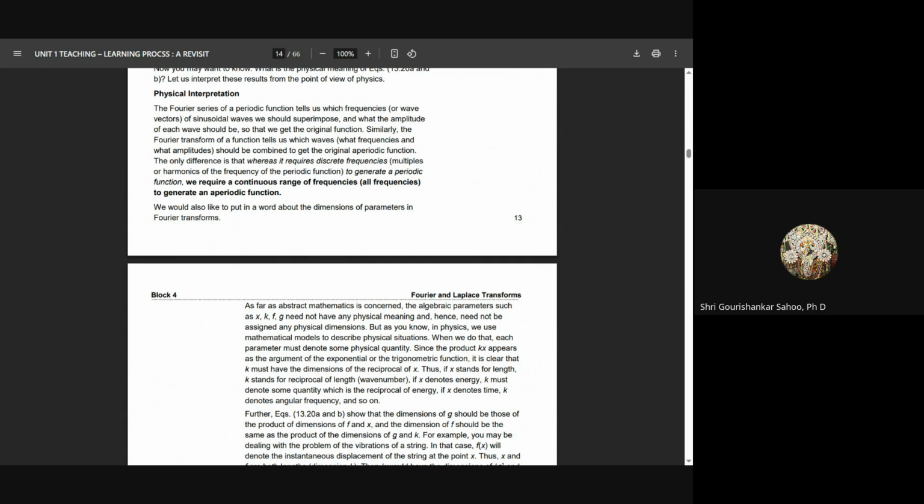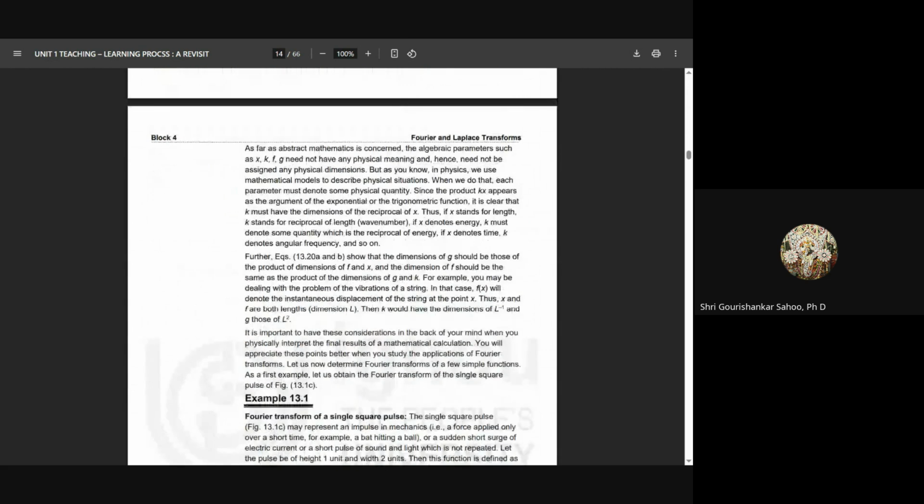The dimension of the parameters in Fourier transform is of utmost importance. As far as abstract mathematics is concerned, the algebraic parameters such as x, k, f, g need not have any physical meaning, and hence need not be assigned any physical dimensions. But in physics, we use mathematical models to describe physical situations.